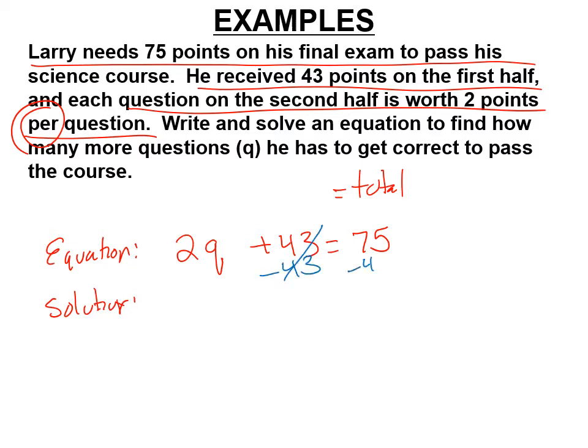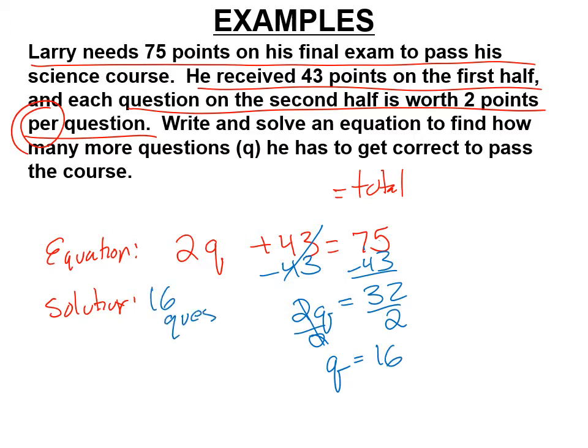Subtract 43 from both sides. 2q equals 5 minus 3 is 2, 7 minus 4 is 3, divide by 2, and q equals 16. So the solution here is 16 questions. And notice, this is a big deal in algebra word problems. You don't want to use x for a word problem. You want to use the letter, because you have to write this word at the end and know what you're talking about. You want to use a letter that reminds you, oh, I'm finding the number of questions he has to get right. Please do that.